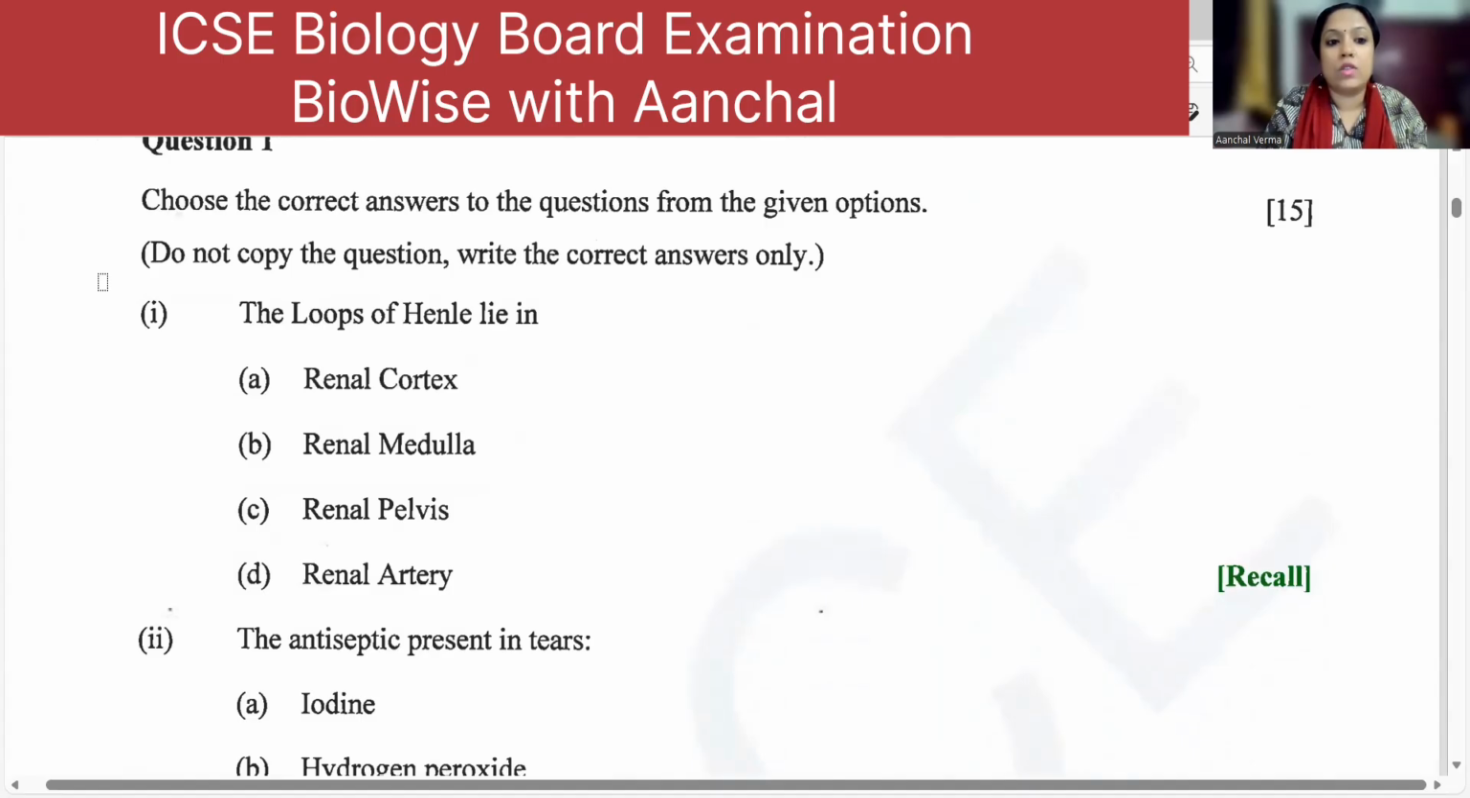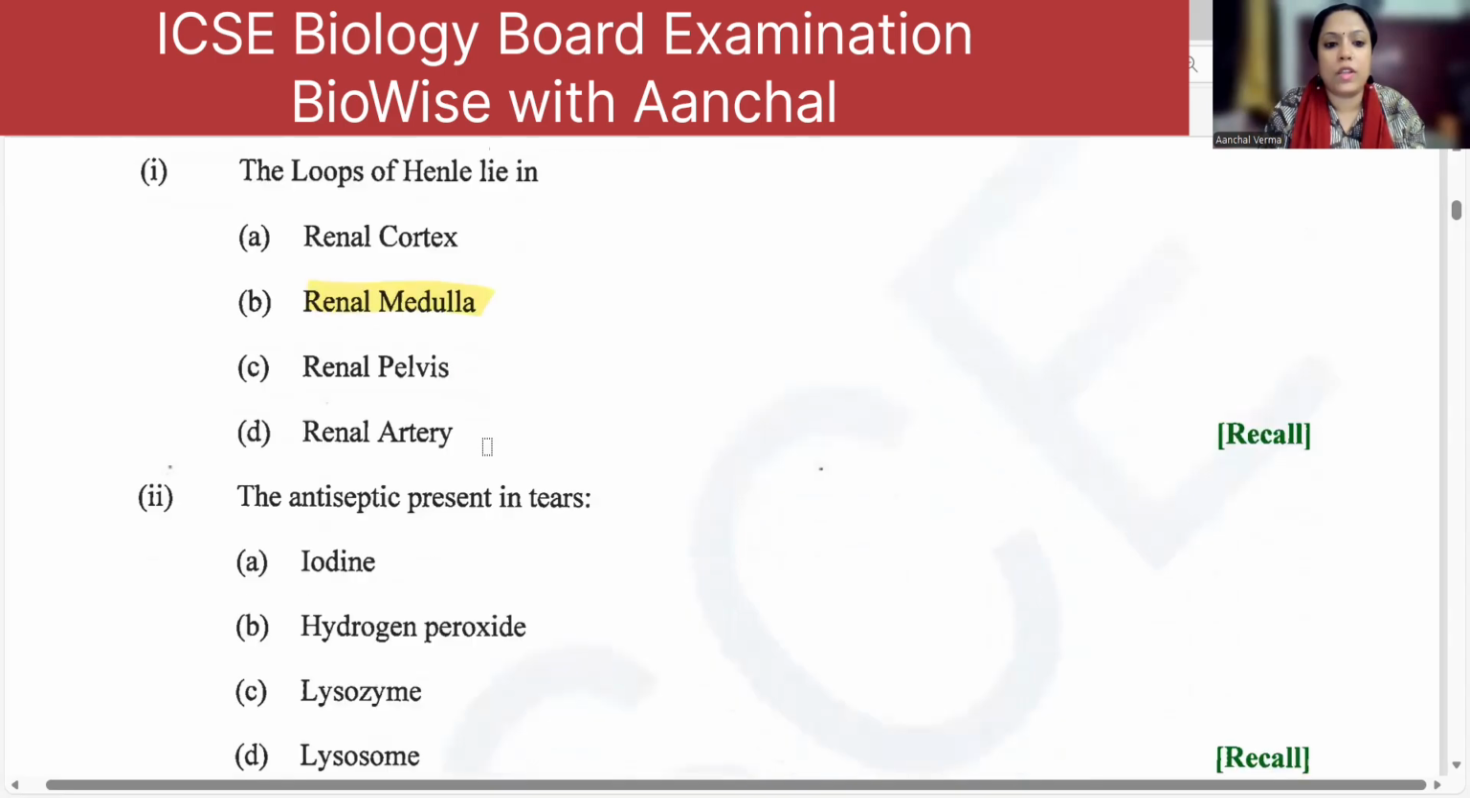Okay. So now, the loop of Henle lies in. Now you tell me, where does the loop of Henle lie? Renal cortex, renal medulla, renal pelvis, renal artery. Now you know that the cortex is dotted in appearance because of the presence of the glomerulus, Bowman's capsule, PCT, DCT, and the medulla is fibrous in appearance because of the presence of the loop of Henle and collecting duct. So here the answer will be renal medulla. Okay. Moving to the next question.